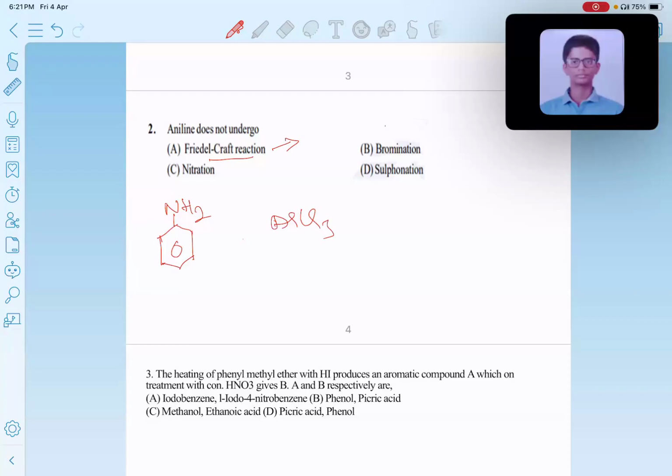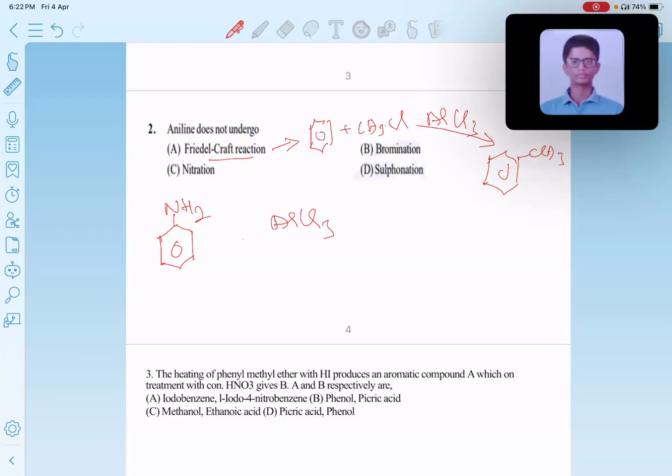When aromatic hydrocarbons are treated with an alkyl halide, for example alkyl chloride, in the presence of anhydrous aluminum chloride catalyst, here aluminum chloride acts as a catalyst. The product toluene, or methyl benzene, is formed. So a methyl group is attached to the aromatic ring in the Friedel-Crafts reaction.